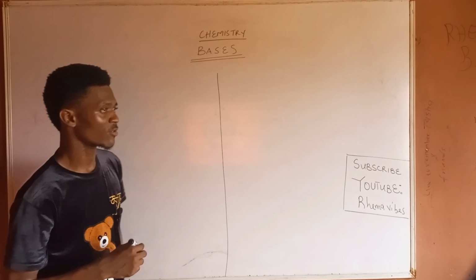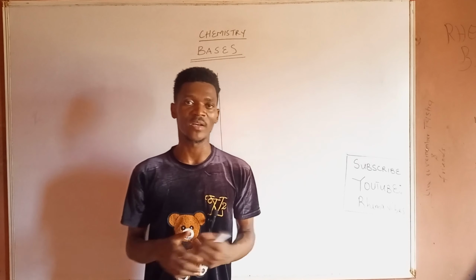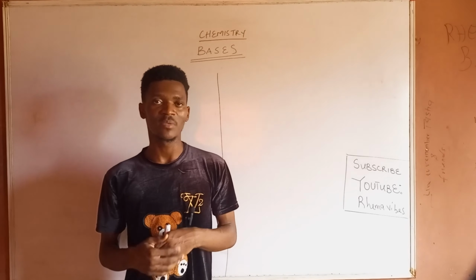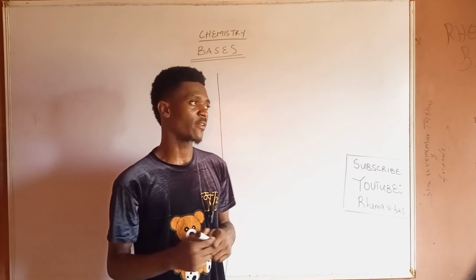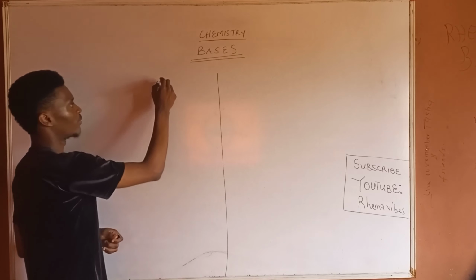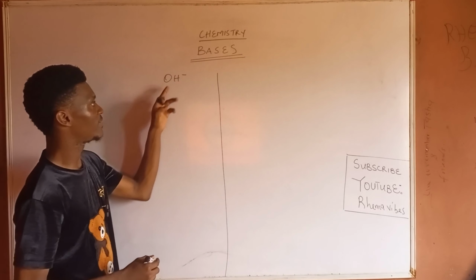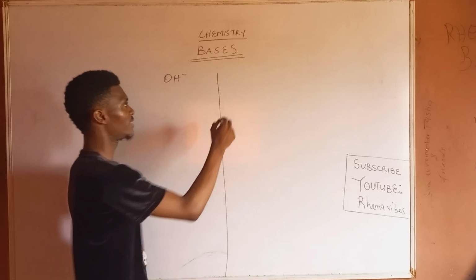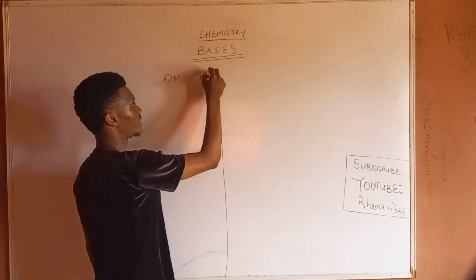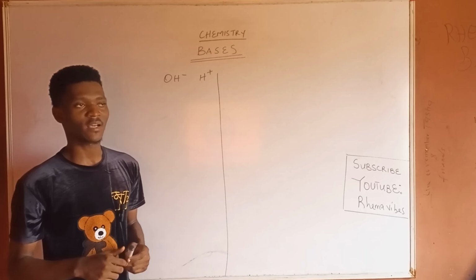Now, looking at the definitions of bases, in the previous video I told you that according to Svante Arrhenius, he defined bases as substances that, when dissolved in water, produce hydroxide ion as the only negative ion, OH minus. So whenever you see this, just know that it indicates base. Then whenever you see H plus, it indicates acid. Alright, that's according to Svante Arrhenius.